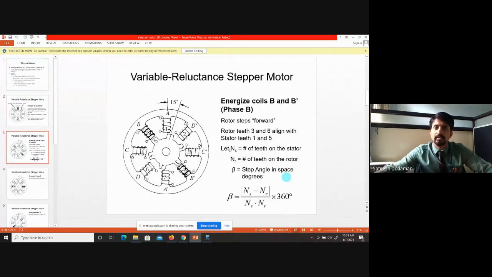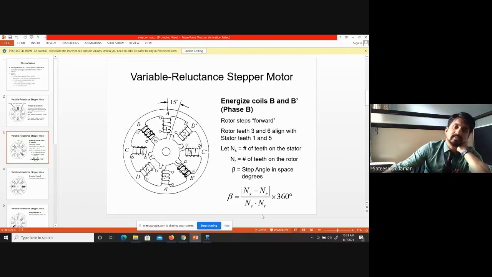Here I have written: beta equals (Ns minus Nr) divided by (Ns times Nr), into 360 degrees. Beta is the step angle in degrees, how much it actually rotates. For example, consider rotor teeth 3 and 6 aligned with stator teeth 1 and 5, as shown here. There are 8 stator teeth, so Ns is 8, and rotor teeth Nr are 6. So 8 minus 6 is 2, divided by Ns times Nr, that means 8 into 6, which is 48. So 2 divided by 48 into 360 gives the step angle, the degrees it rotates for one pulse.